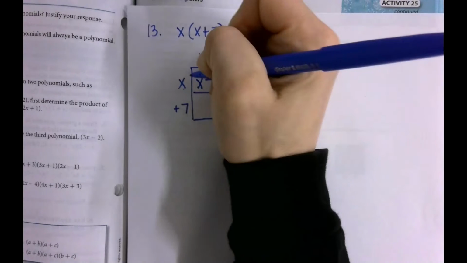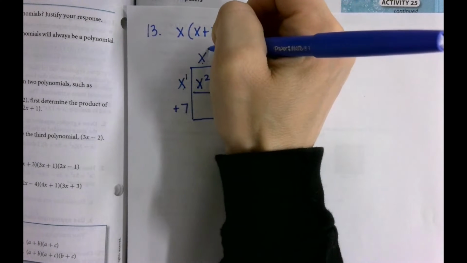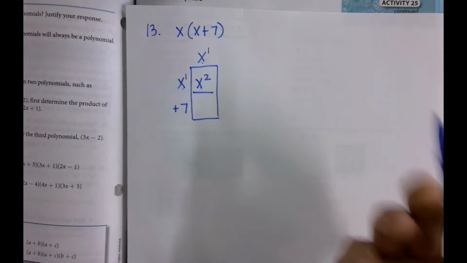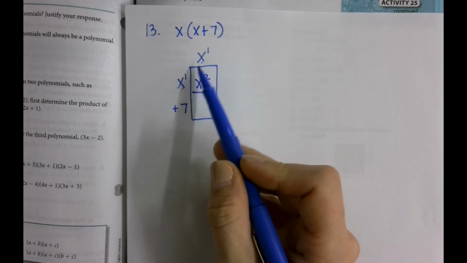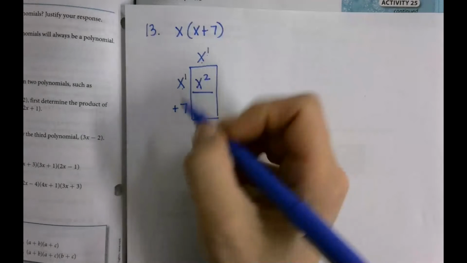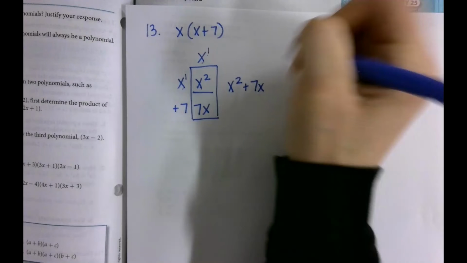So x times x is x squared. Remember, follow the exponent rules. This is x to the first power times x to the first power. We keep the variable the same, and then we just add the exponents, x squared. And then 7 times x is 7x. And from largest exponent to smallest, that is your answer.